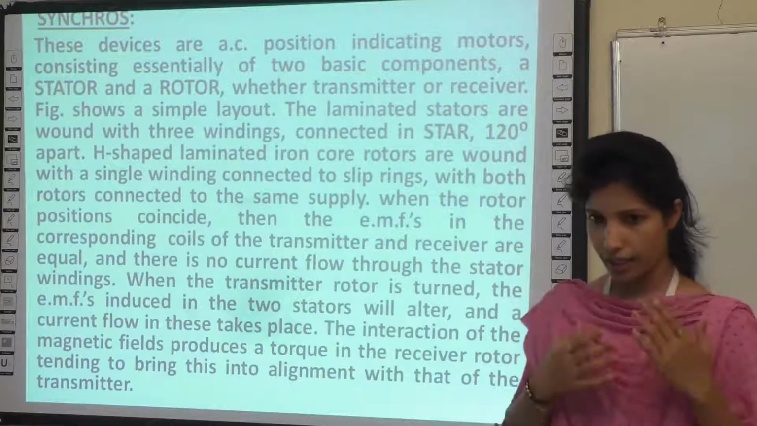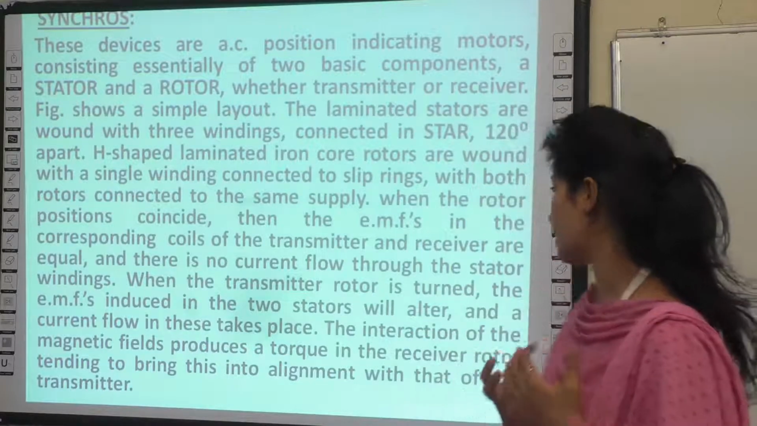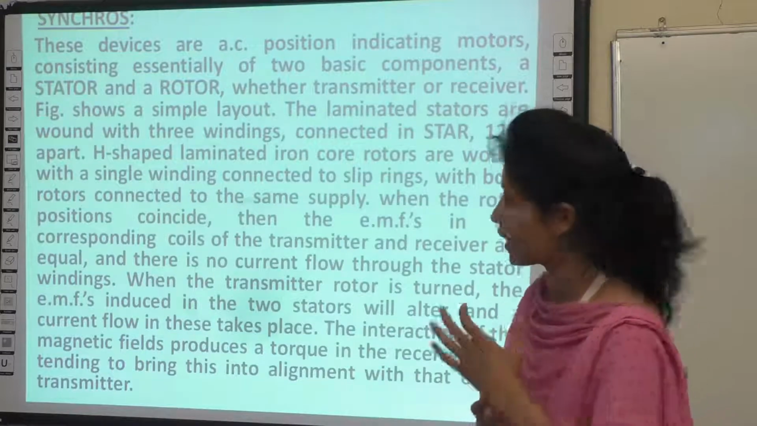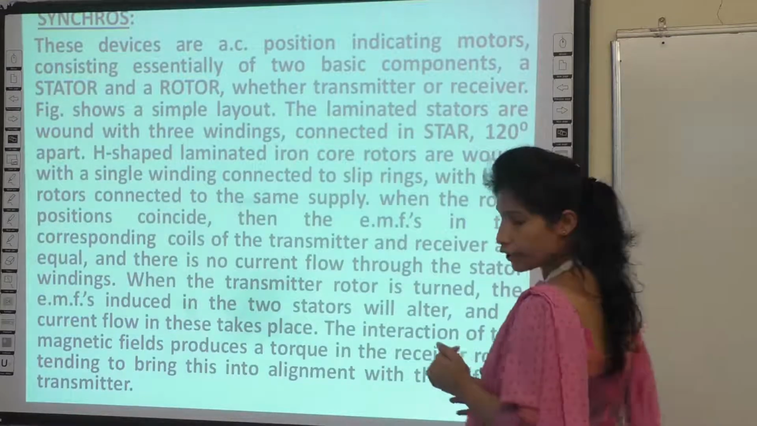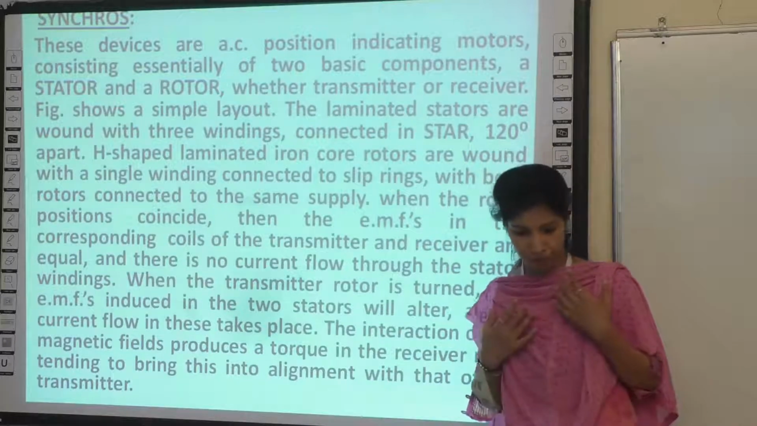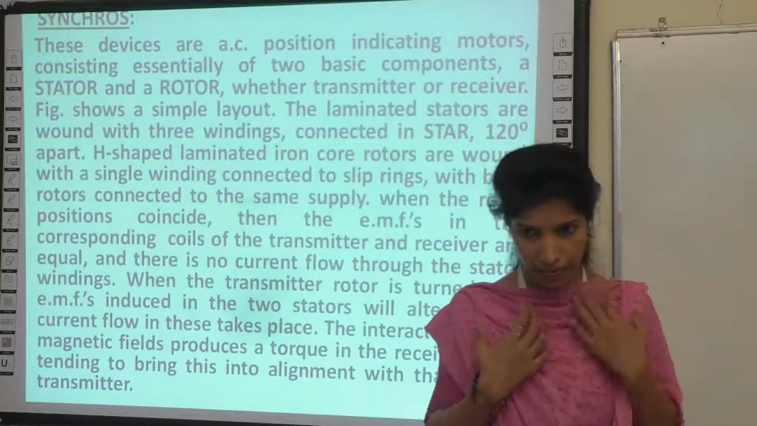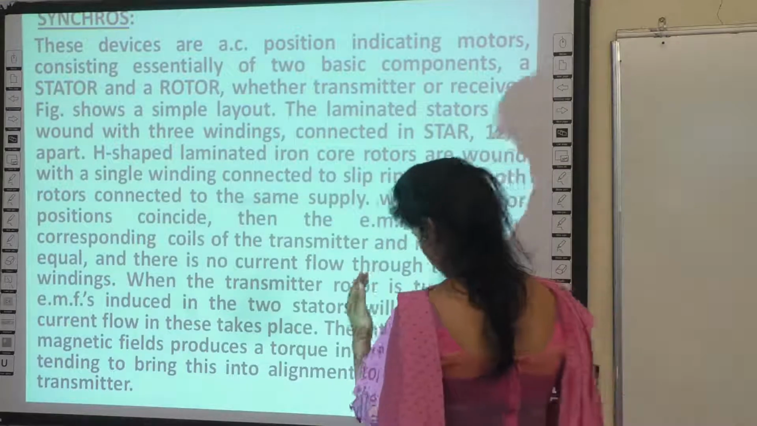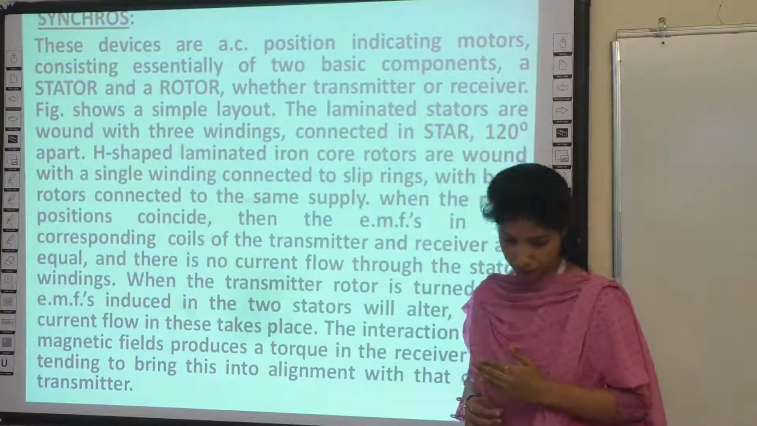The interaction of the magnetic fields produces a torque in the receiver rotor, tending to bring it into alignment with that of the transmitter. So synchros must work in a rudder angle indicator.